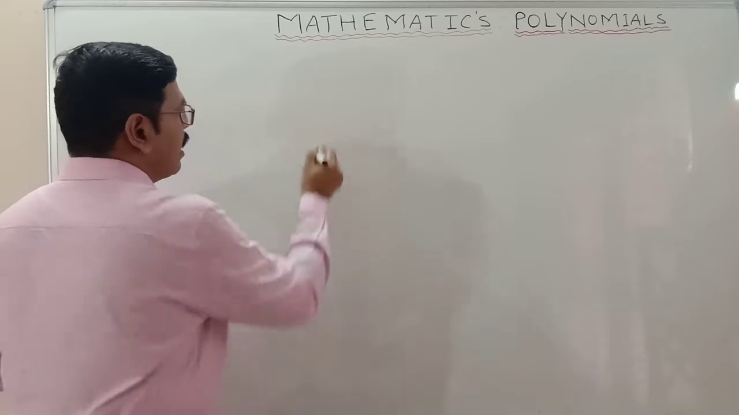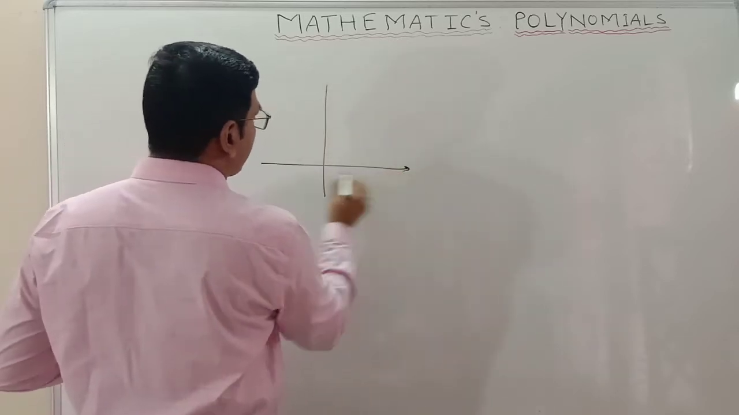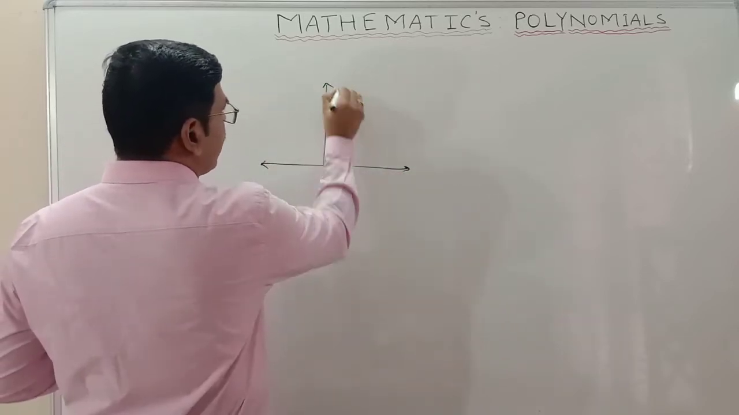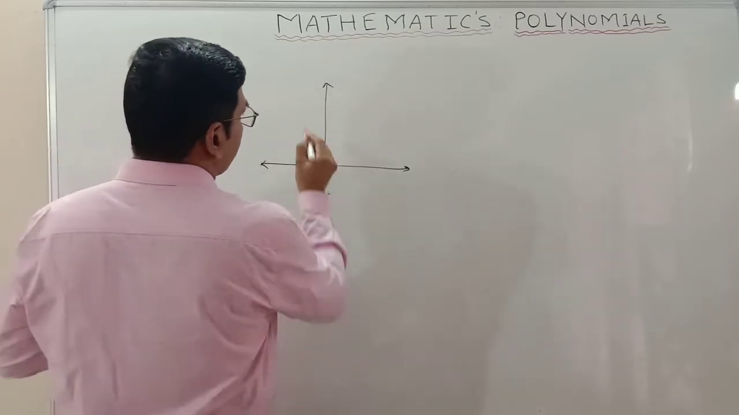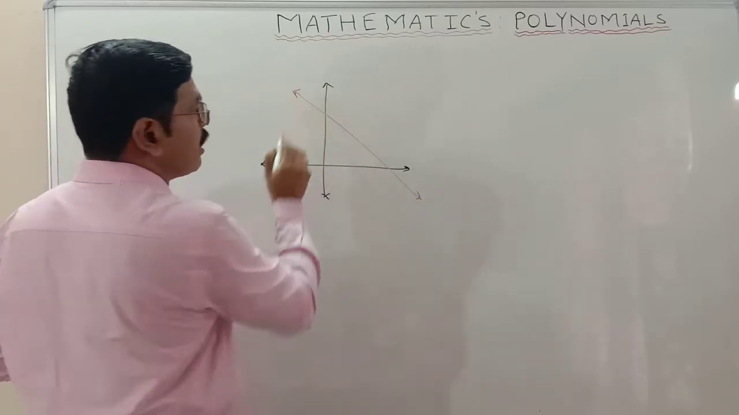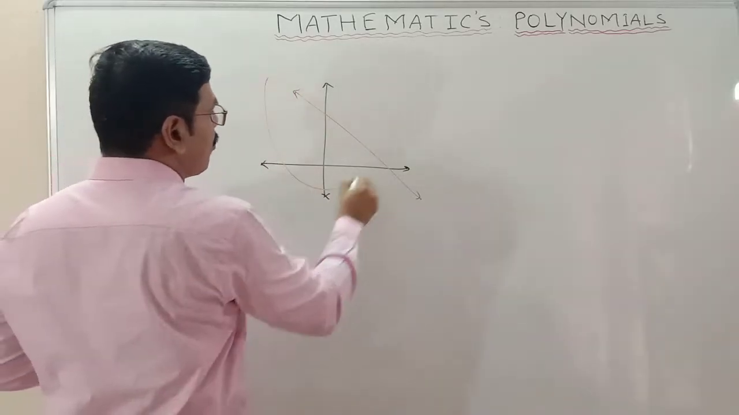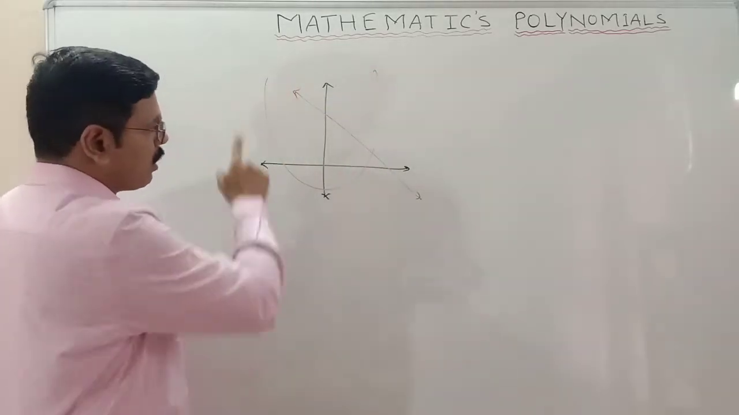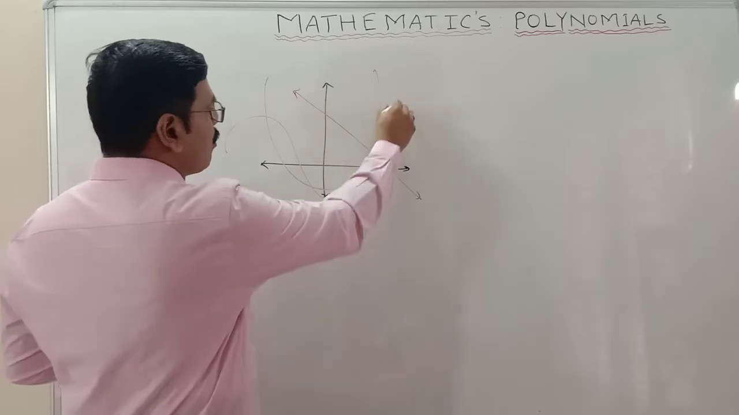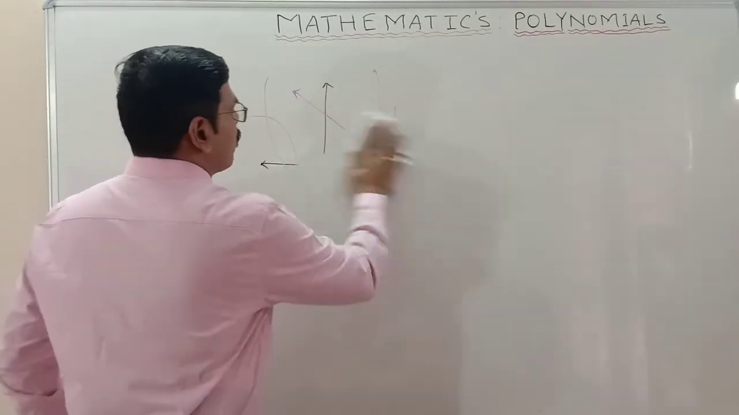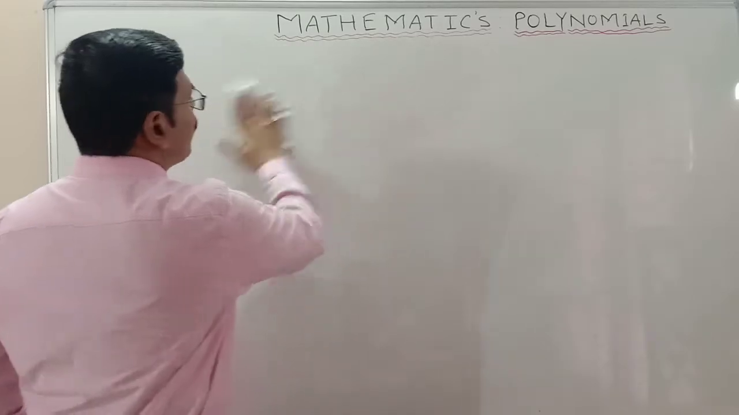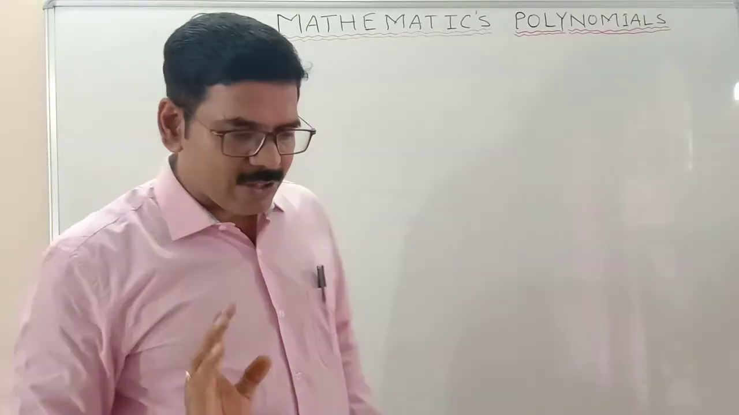So we have seen that if suppose we are making a graph, linear polynomial, it will be a straight line like this. This is the linear polynomial. If we are talking about quadratic, it will be like this. If we are talking about cubic, it will be like this, meaning more than one term. So that is all in the polynomials till now we have studied.